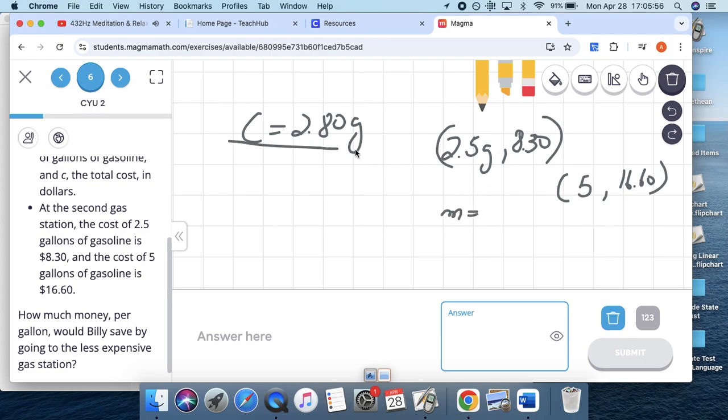So for the first one, I don't need to do anything, right? It's already given to me. This is slope, the rate of change. For this one, it's the second gas station, I have to. Right, so they give me this information, and I'm going to do x1, y1, x2, y2.